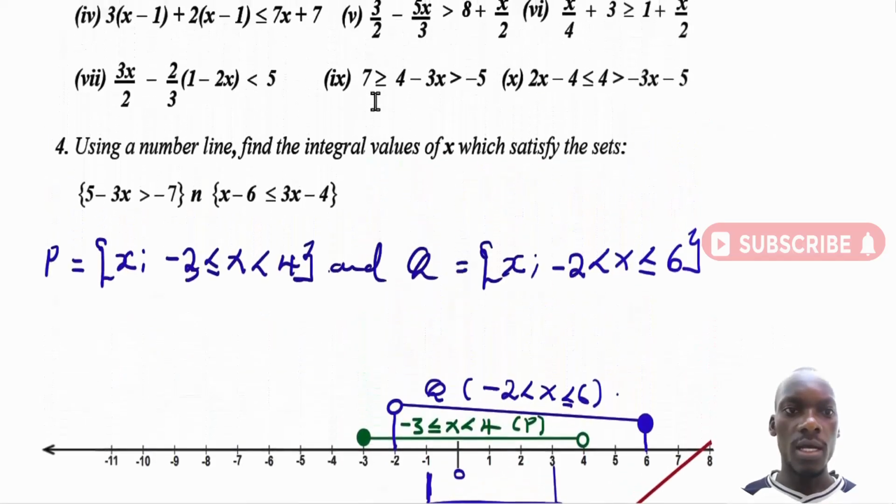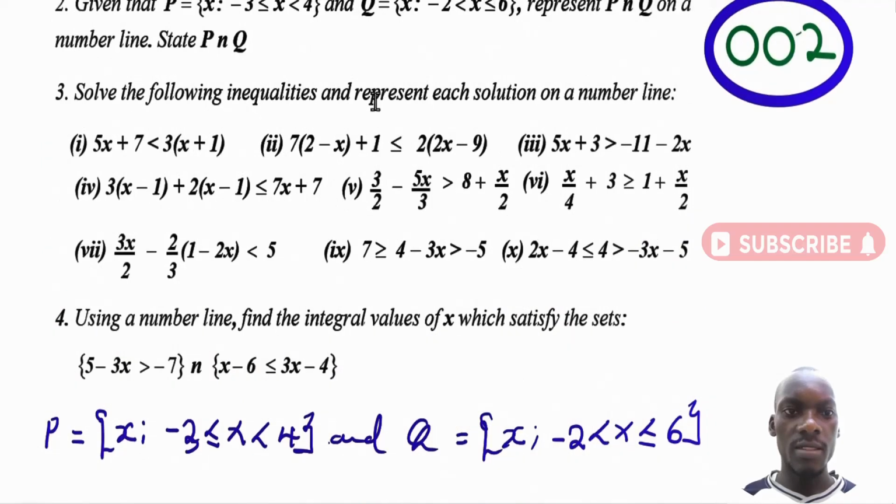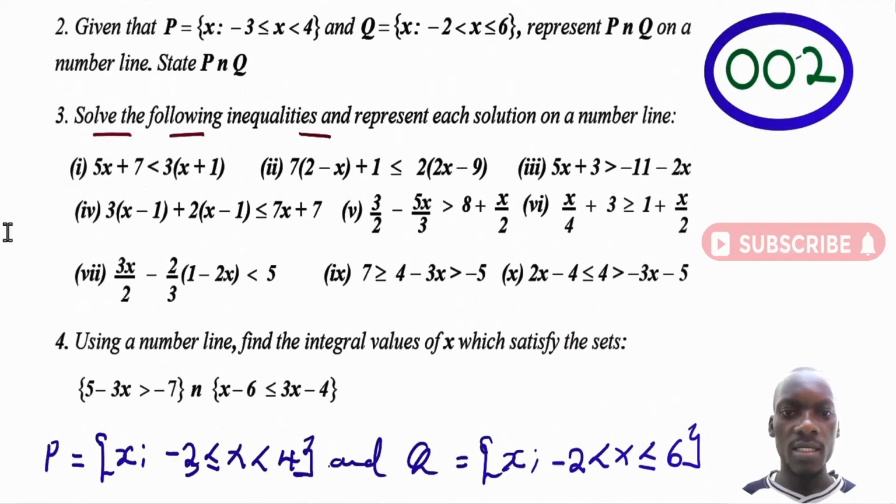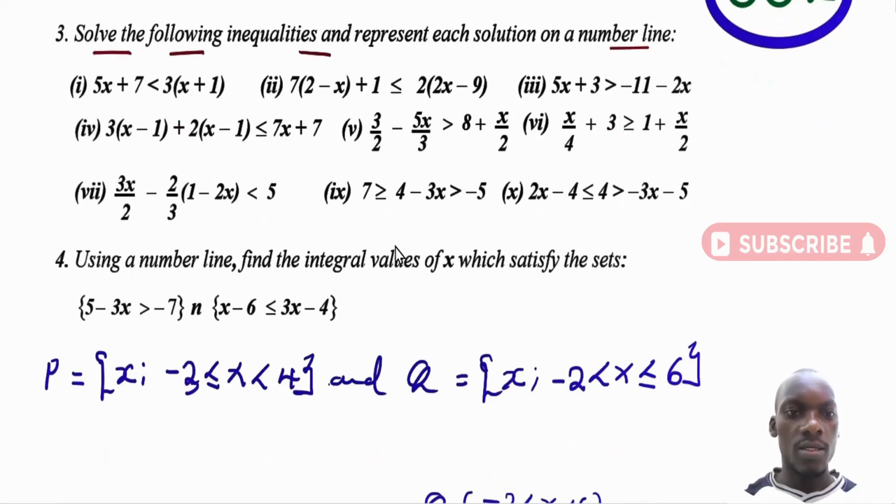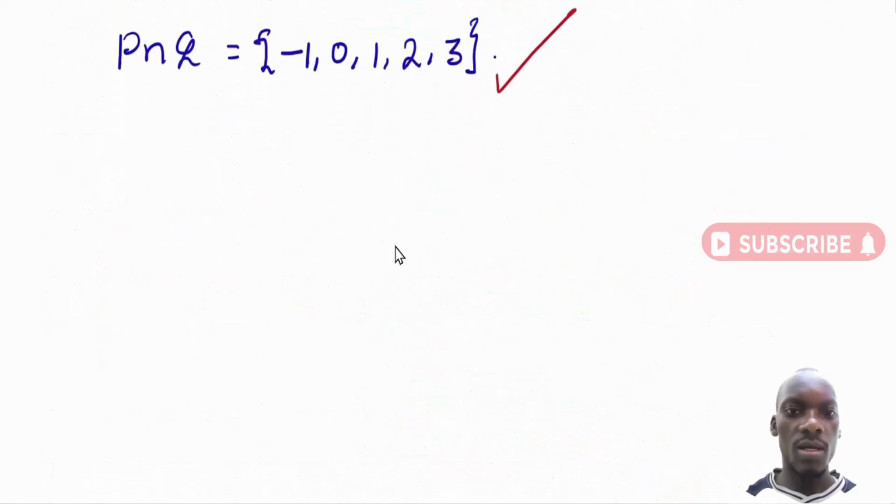We can now try number 3, which reads: solve the following inequalities and represent each solution on a number line. We have Roman numerals 1 to 10. We are going to try out 5, then the remaining 5 you try out on your own. Let us begin with Roman numeral 1. This is number 3, Roman numeral 1.